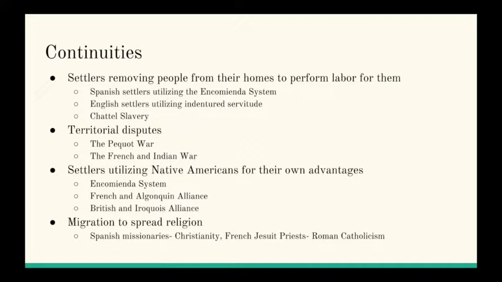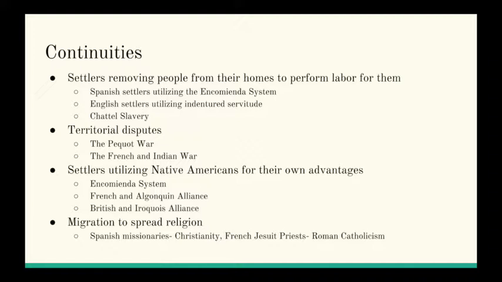There's also a continuity of settlers utilizing Native Americans for their own advantages. For example, in the encomienda system, the Spanish used it to gather wealth for themselves. The Spanish and Algonquin alliance and the British and Iroquois alliance was just for them to be able to control fur trade in those areas.